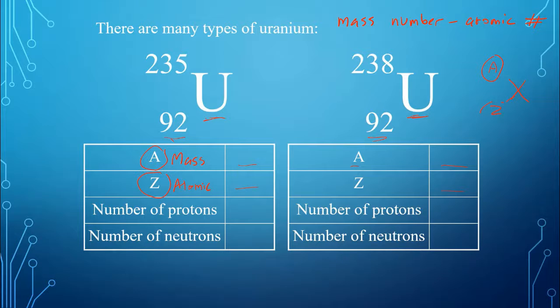And once you've done that for both of them, fill in here the number of protons for both, and work out the number of neutrons for both of these isotopes. And here's your equation at the top. Mass number minus atomic number will give you the number of neutrons. So have a go at that, and I'll put up the answers in a sec.